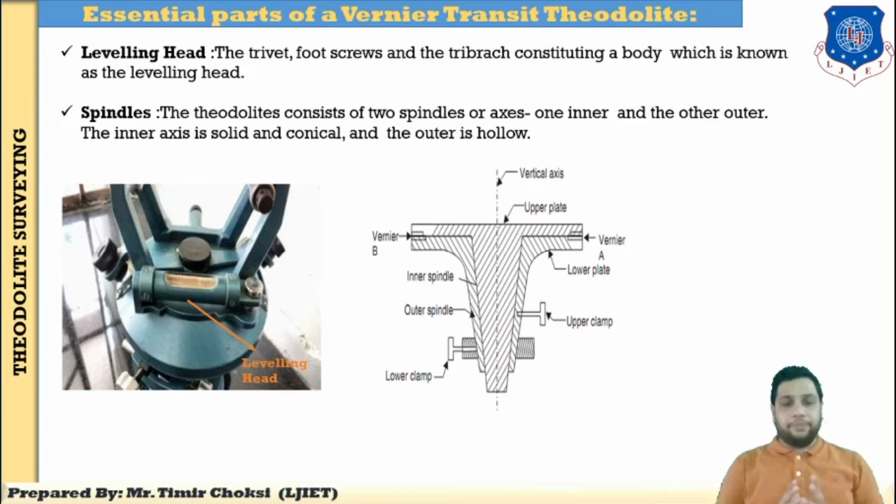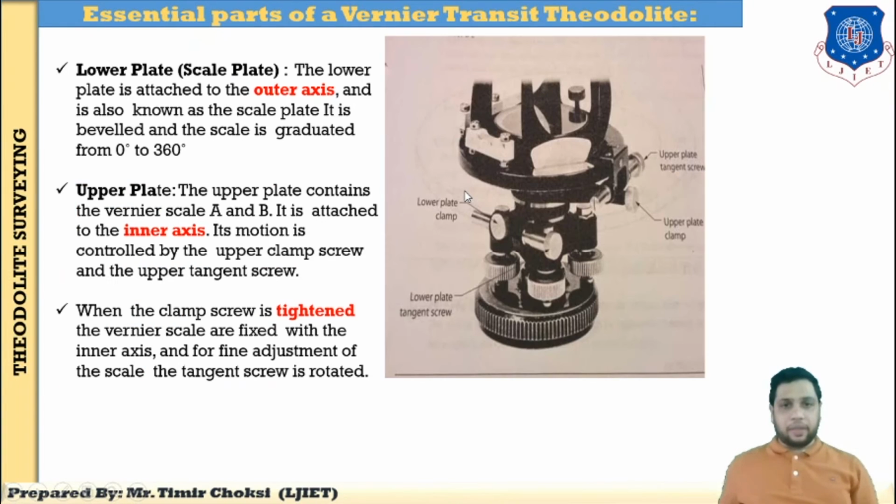Now the spindles. The theodolite consists of two spindles, or axes. One is the inner axis and one is the outer axis. Here is the inner spindle and the outer spindle. The inner axis is solid and conical in shape, and the outer is hollow. So these are essential parts, the leveling head and the spindles.